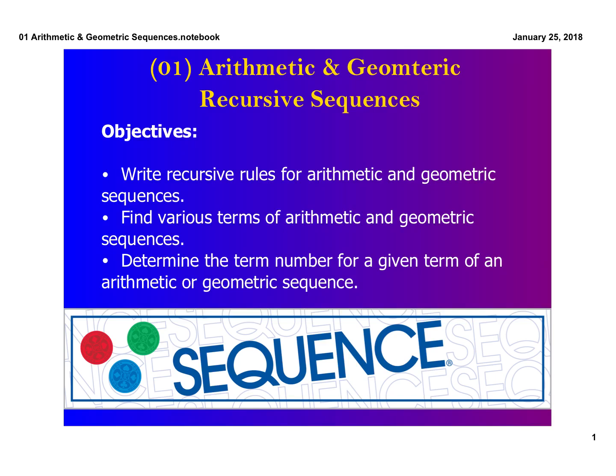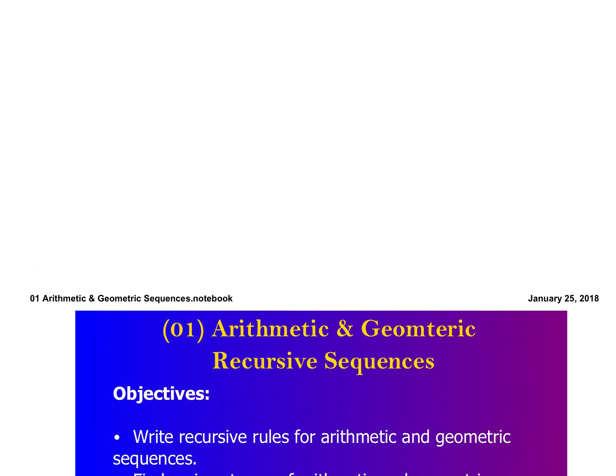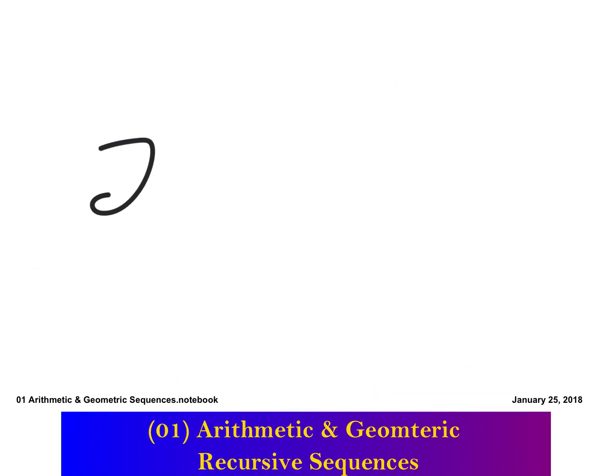Okay, so we're starting with arithmetic and geometric recursive sequences. Let me just show you, this can be super easy. 2, comma 4, comma, what do you think's coming next? Could be 6. What could it also be? 8. It depends if we're multiplying by 2 or if we were adding 2.